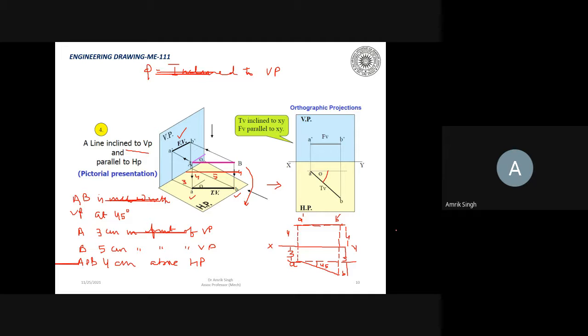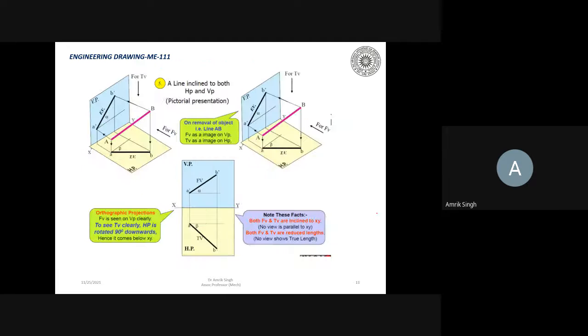Is that clear, beta? Shall we go ahead? Yes, sir. Yes, so we have cleared 4 cases, okay? So till this point it is okay. Now we'll go to the fifth case.